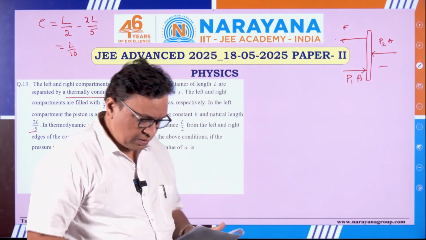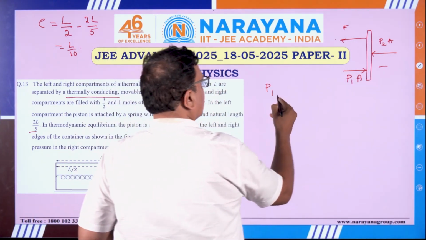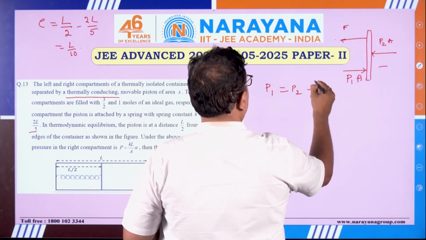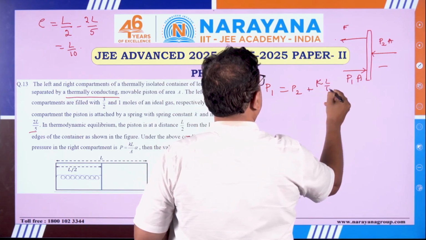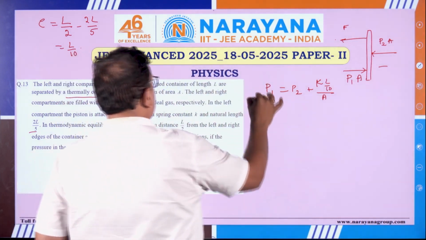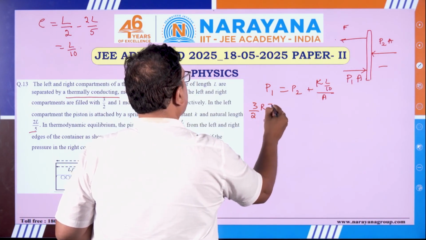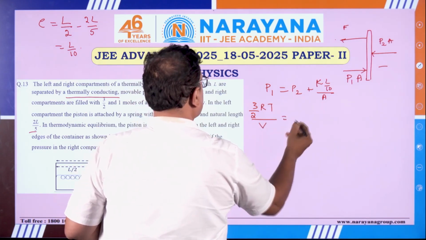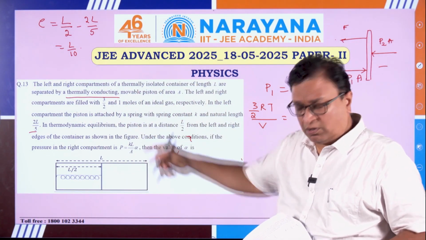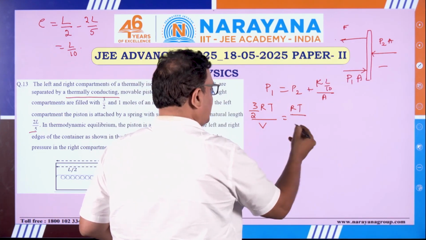Right. So this allows me to write P1 is nothing but P2 plus force KL/10 divided by A. For P1, we have the number of moles also: 3/2 RT by V is equal to, on the right side you said there is only 1 mole, so you have 1 RT by V.